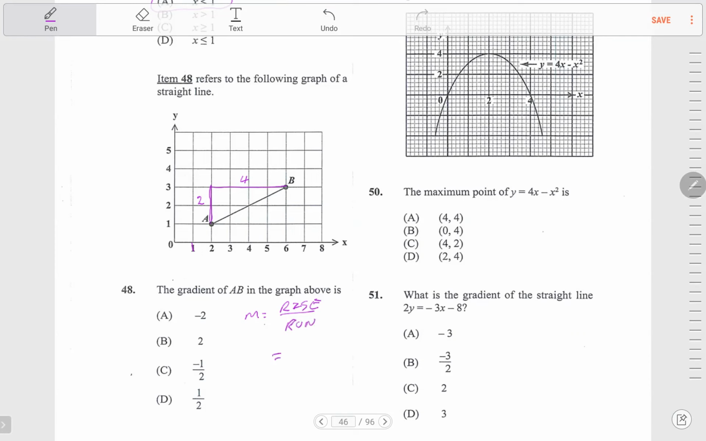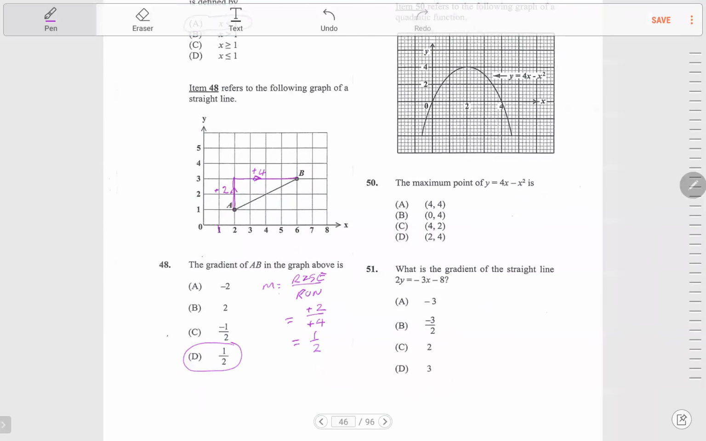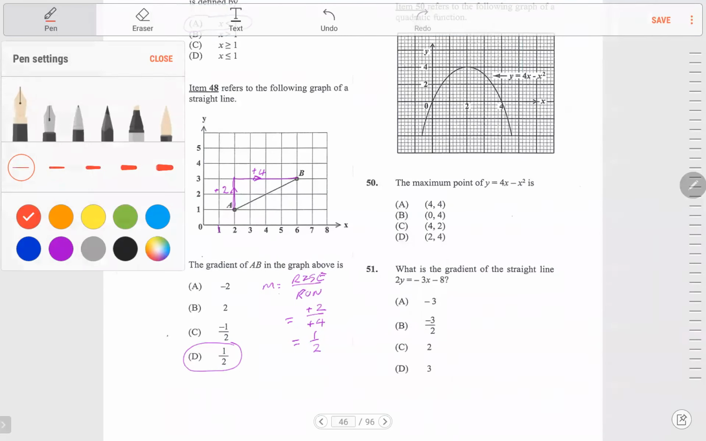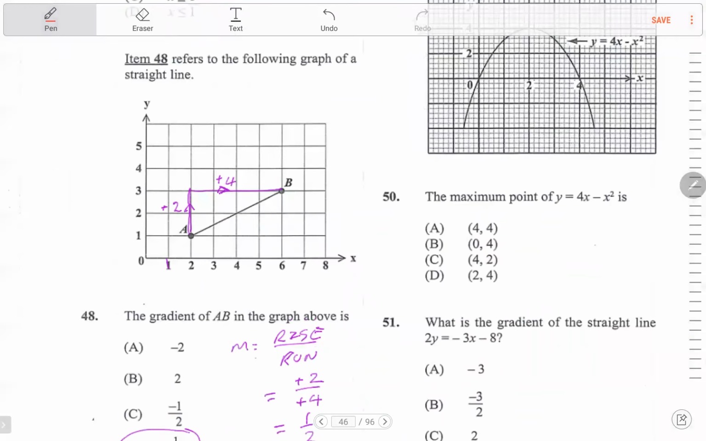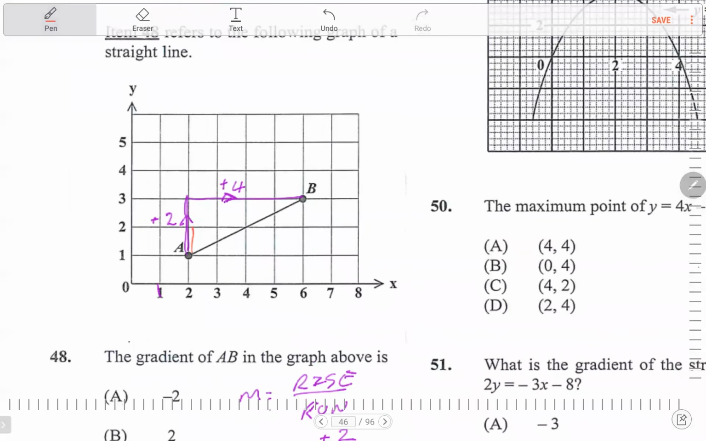All right, and the rise is a positive 2 because I go up. It's a positive 2 because it went up, and the run is a positive 4 because it went to the right. So it's positive 2 over positive 4, which therefore is half. So the gradient is a half. Simple as that. All right, from one point to the next. Simple as that. I could have used right here too, you know. Look, could have just gone right here instead and say rise 1 to here.